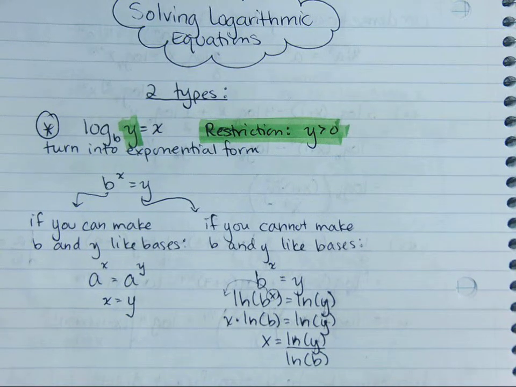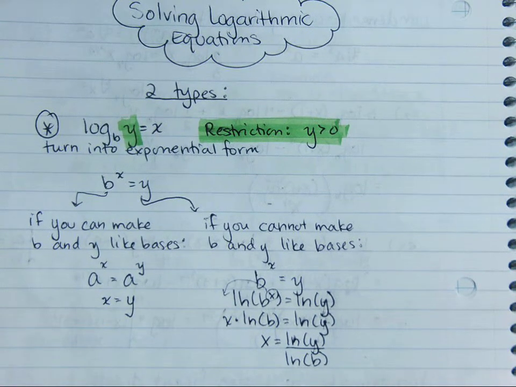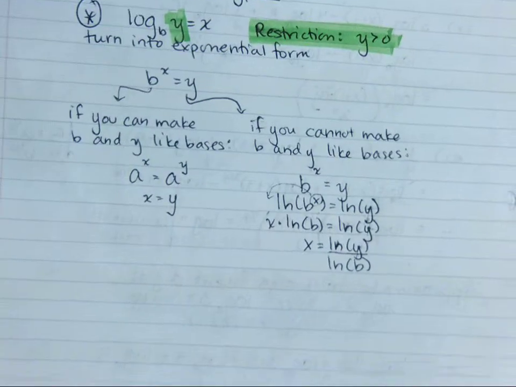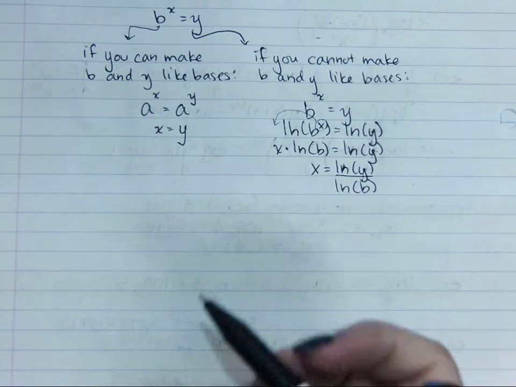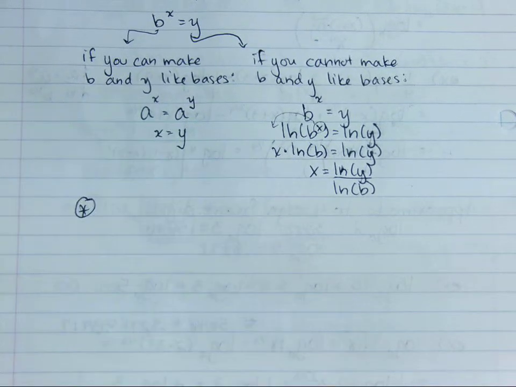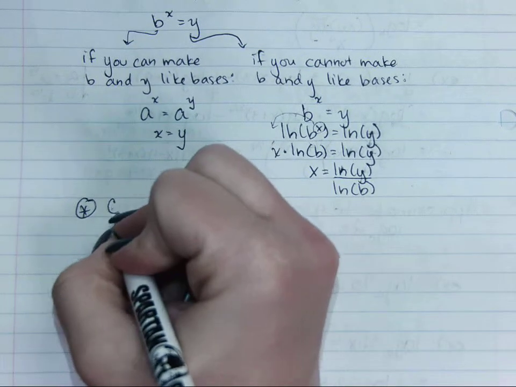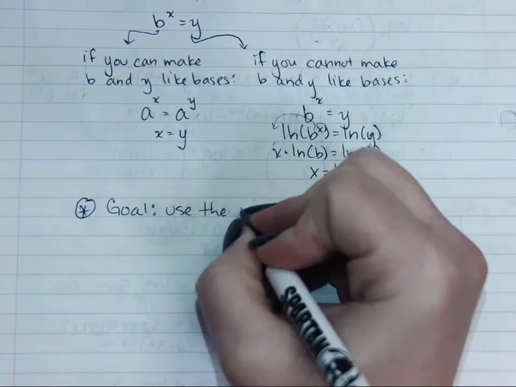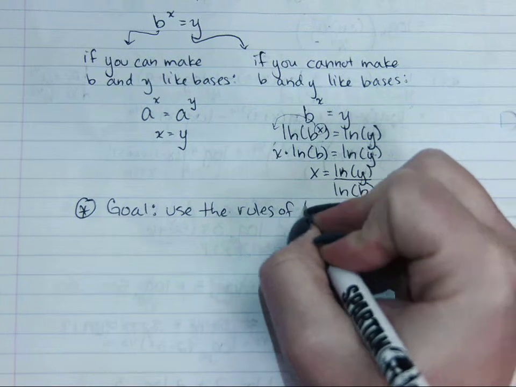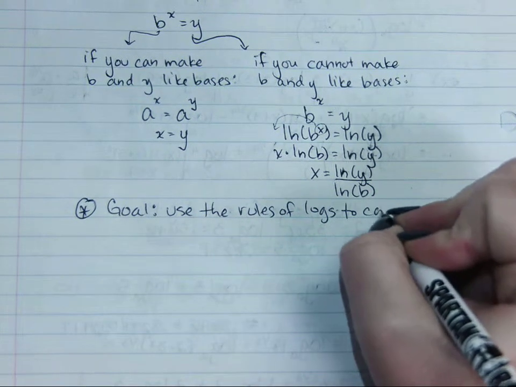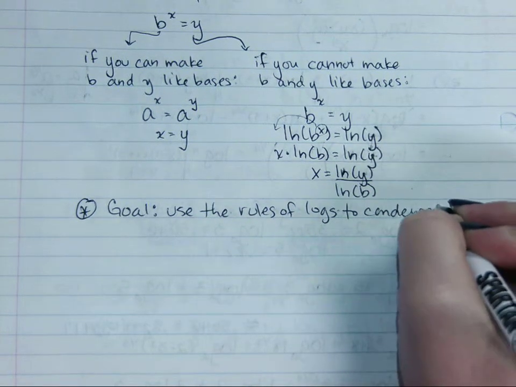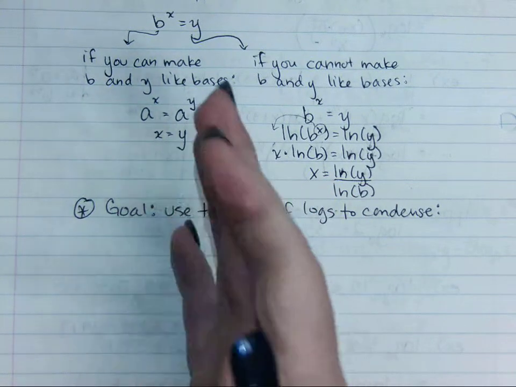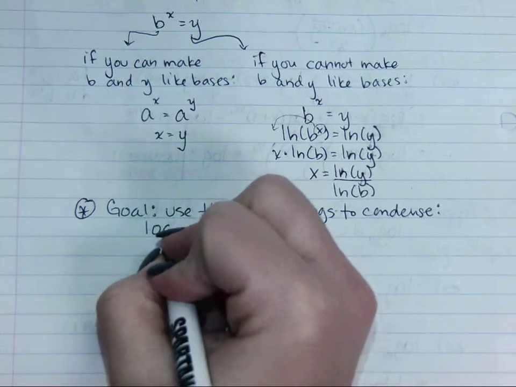Now your second type is going to require you to use your rules of logarithms to condense. Your goal in this second type is to use the rules of logs to condense. And once you condense, you're trying to make an equation with two different logarithms, one on each side.